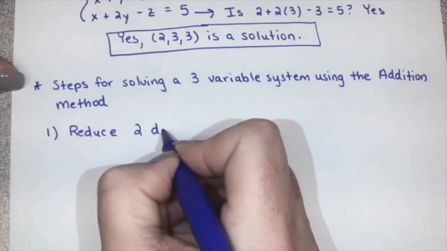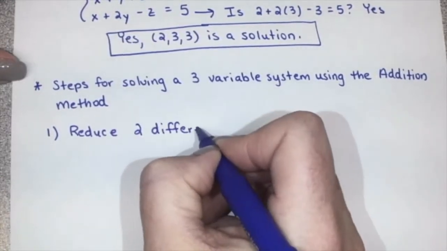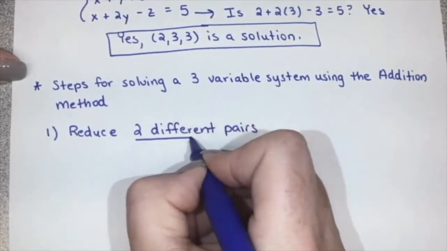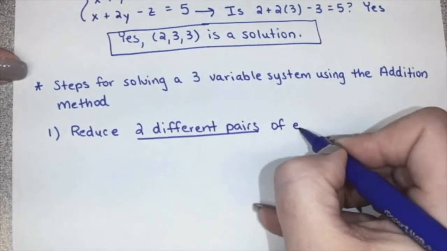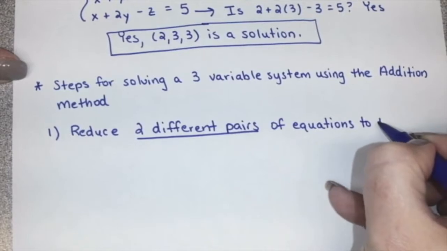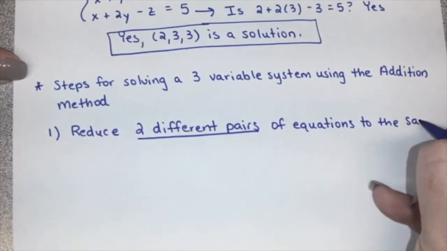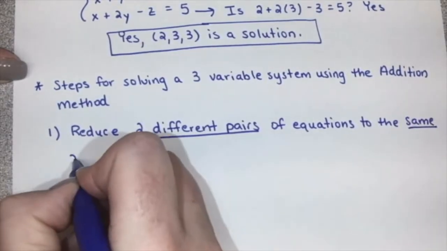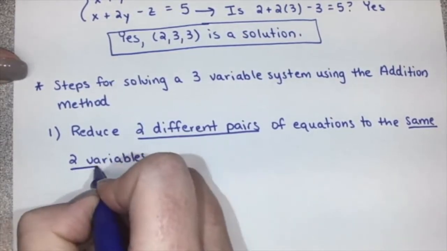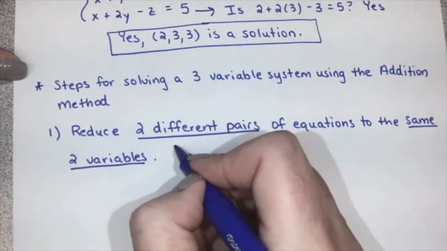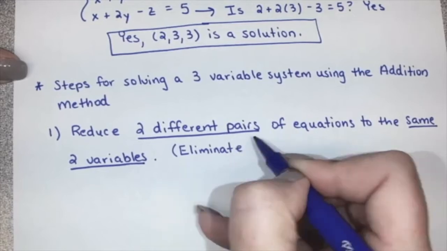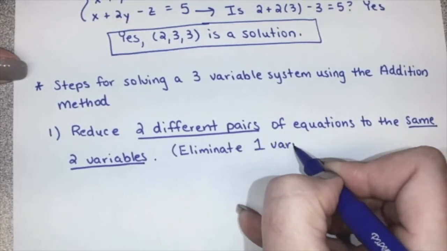So first you need to reduce 2 different pairs of equations to the same 2 variables. In other words, you're going to pair up 2 equations, 2 sets of 2 equations actually, and you're going to eliminate 1 variable. You started off with 3, and you're going to whittle it down to 2.